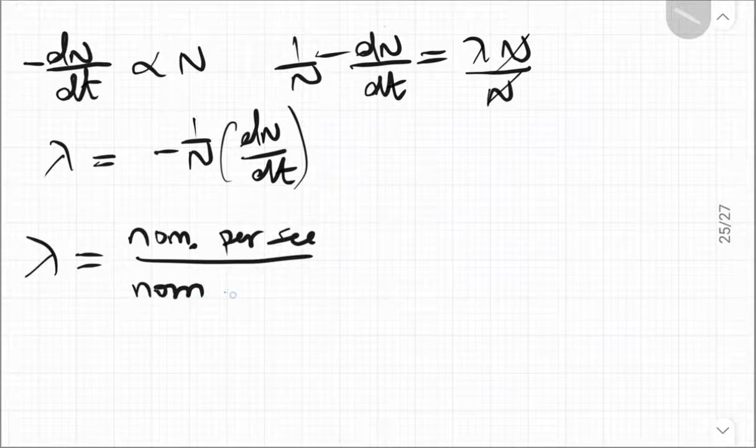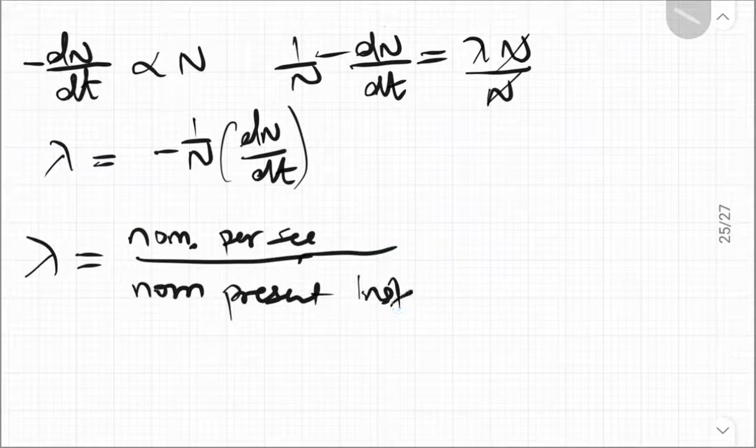Number present at that instant, right? So the number that will decay per second over the number that is present at that instant of time. Now the unit of lambda is per second, right? Because the number here cancels the number here, so we just have time, so we have per second. All right.